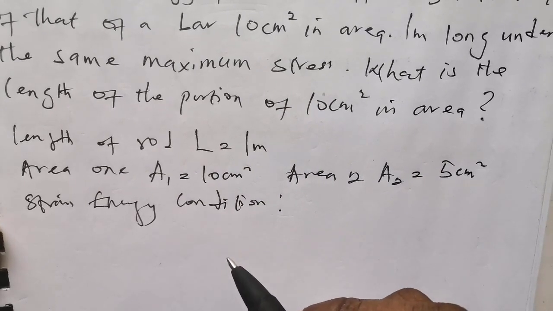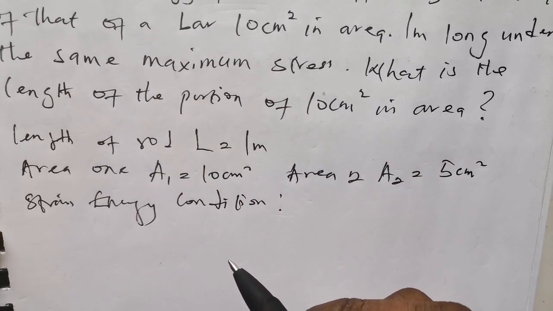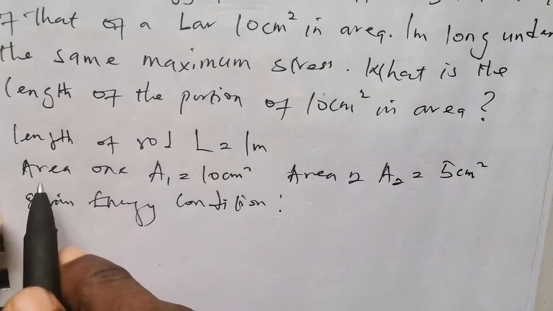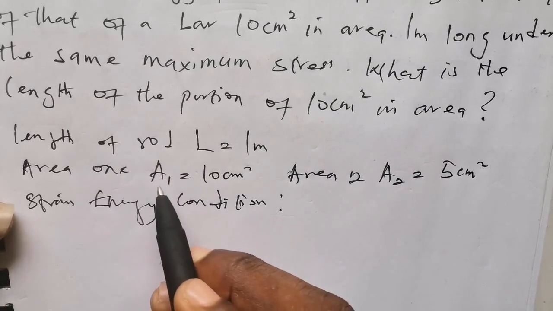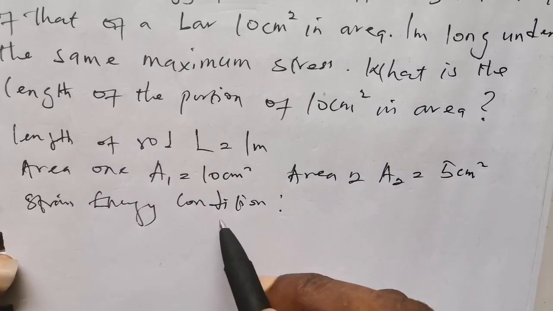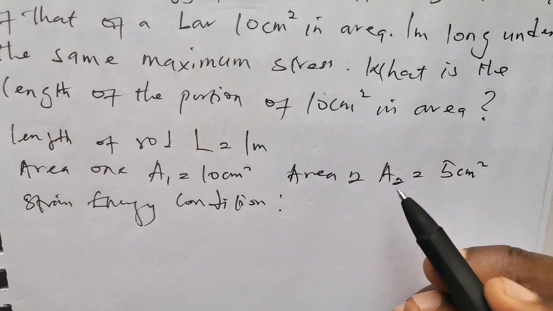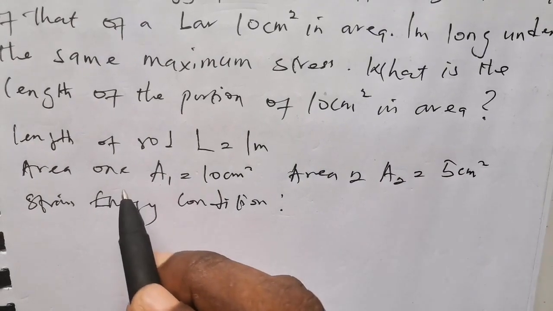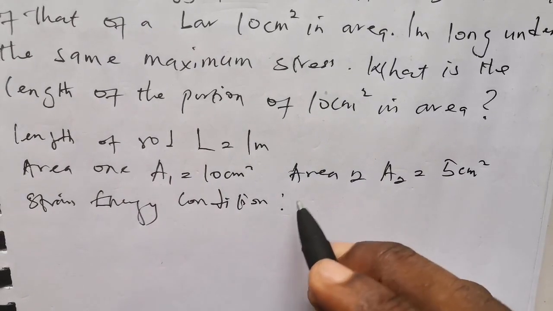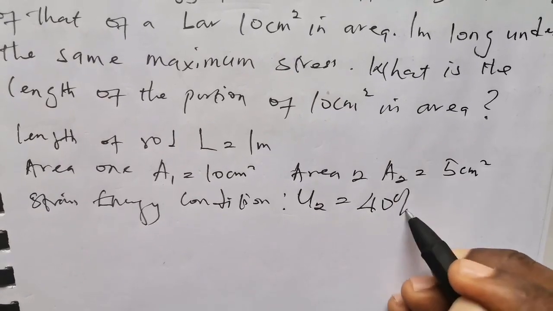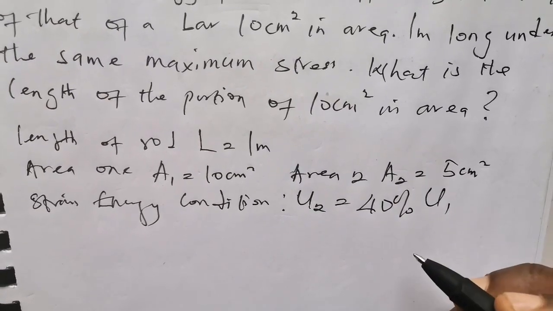The strain energy of the step bar is 40% of that of the 10 centimeter squared area. So we know that the 10 centimeter squared area is what? The first portion, A1. Therefore, this simply means that the strain energy of bar 2 is equal to 40% of that of bar 1. So that simply implies that U2 is equal to 40% of U1.